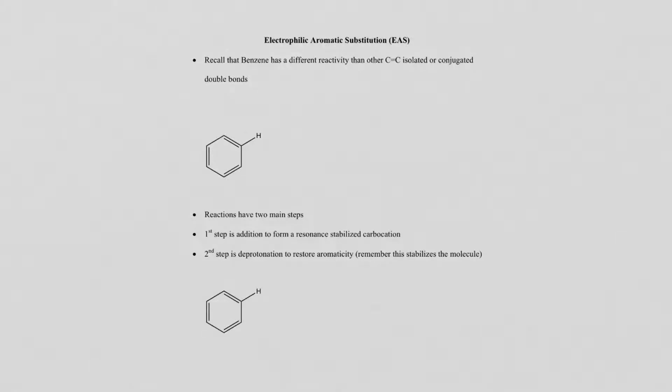This video is going to talk about three different reactions, all of which follow the same pattern and model. They are reactions that are classified as Electrophilic Aromatic Substitution reactions, or EAS reactions, and they deal with putting a substituent on an unsubstituted benzene ring. So I'd like you to recall that benzene has different reactivity than other carbon-carbon double bonds that are isolated or conjugated double bonds. And so we follow a general format for this.